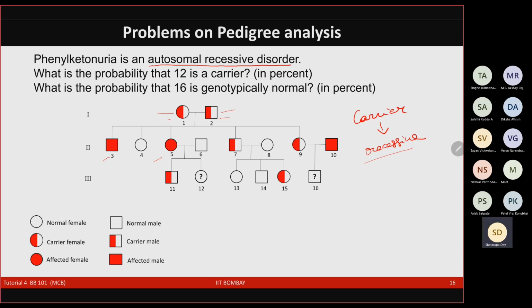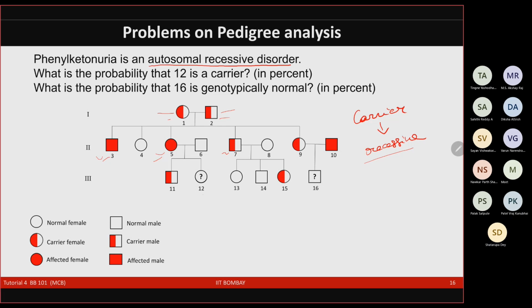Now, just explaining the pedigree. The carrier female is meeting with the carrier male. So in the first generation, they have got an affected son, an affected daughter, and a carrier male. Then they are again meeting and you are getting something like this. So what is the probability that 12 is a carrier?